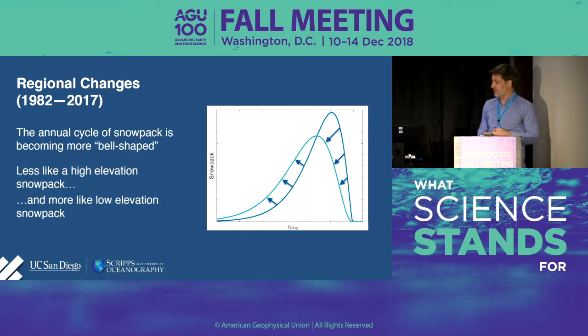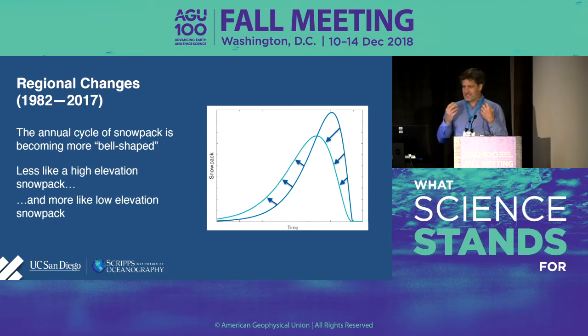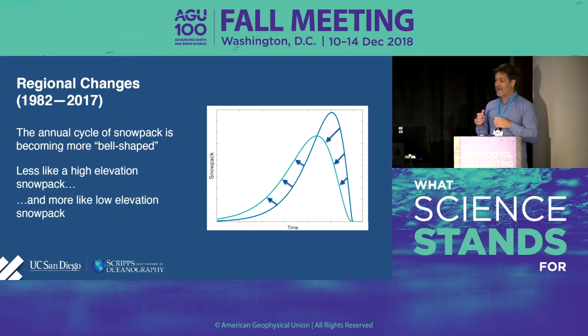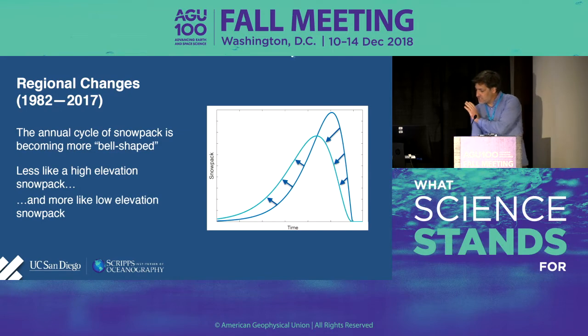The other major finding, and this is a little more subtle, is that the annual cycle of snowpack is becoming more bell-shaped. I'm sorry, I should have explained on the previous plot too. This is what we would expect in a healthy winter: a gradual buildup and then a rapid decline of snowpack. What I'm seeing in a lot of these sites is that this curve is becoming shifted. It's looking more like a bell, less skewed, less pushed off to the right.